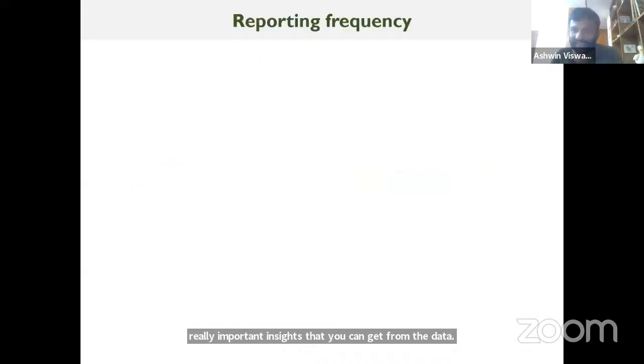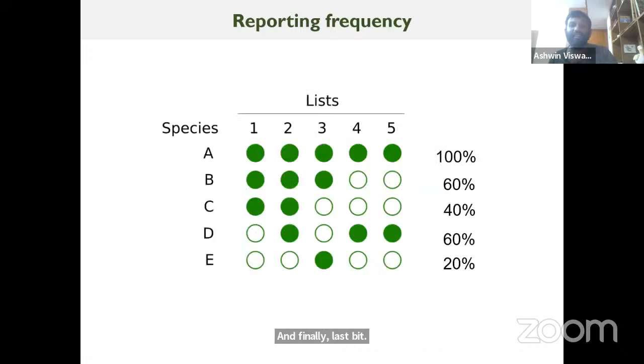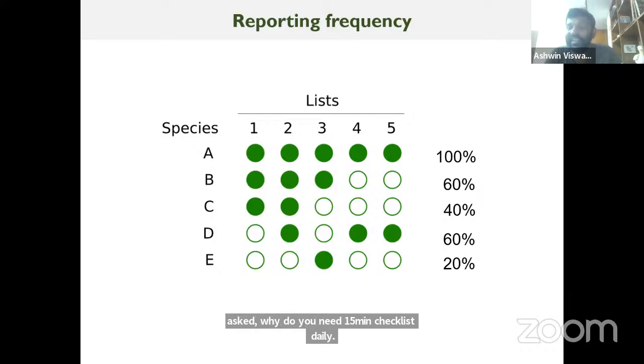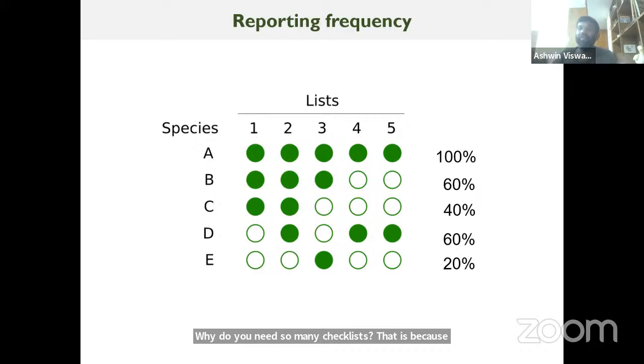And finally, last bit, population trend. Somebody asked, why do you need a 15-minute checklist daily? Why do you need so many checklists? That is because the more the number of checklists you have, the better you are able to calculate frequency of reporting, or how likely it is for a bird to be reported.